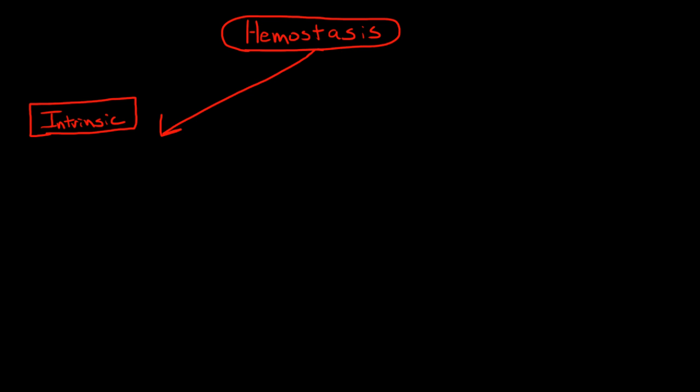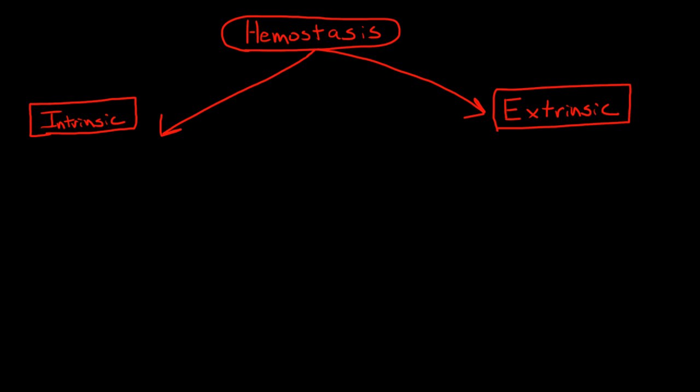Okay, now on the other side, there are things that cause damage to tissues or disruption of the vessel, and this is going to stimulate the extrinsic pathway. So with intrinsic, when I talk about things inside the vessel, I'm going to talk about platelet plug formation, and then I'm going to talk about the intrinsic pathway. And when I talk about extrinsic, I'm talking about things that disrupt the vessel wall.